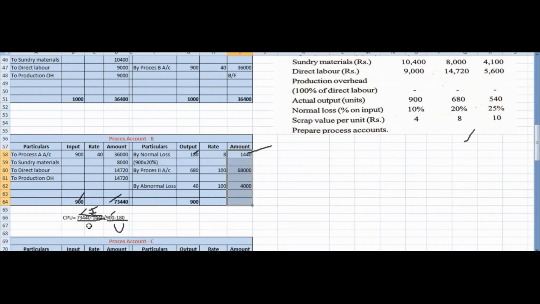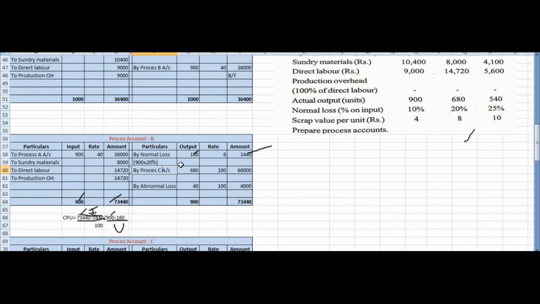So 100 is taken here now. This is 100, this is 100. You take the 100 both sides and multiply these two and these two. I said that if your cost per unit is a round figure, your amount will tally. If it tallies, your answer is correct. If it does not tally, your answer is wrong. Now I'll check the total. Tally, sir. So your process B is correct. Now this output is transferred from process B, where is it actually transferred?